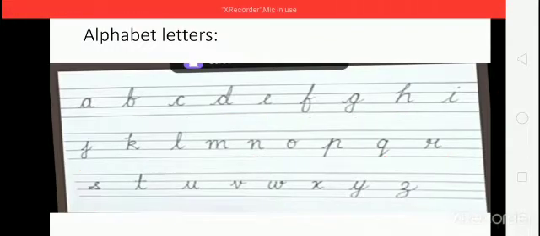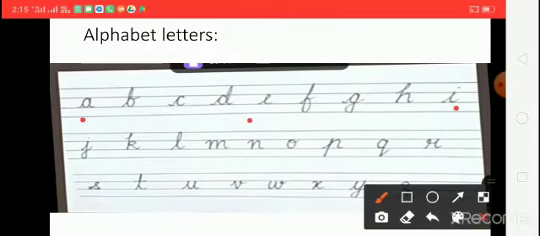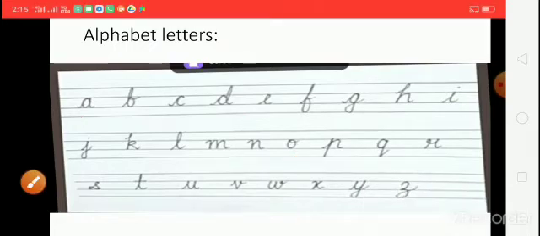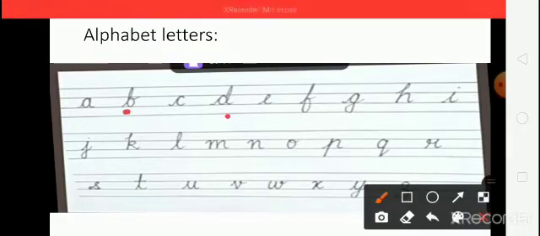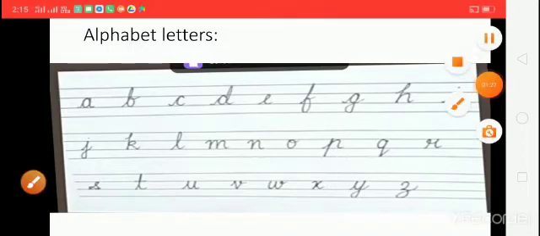Now A, E, I, O, U. These 5 letters are called vowel letters. A, E, I, O, U. These 5 letters are called vowel letters. The other 21 letters are called consonant letters.